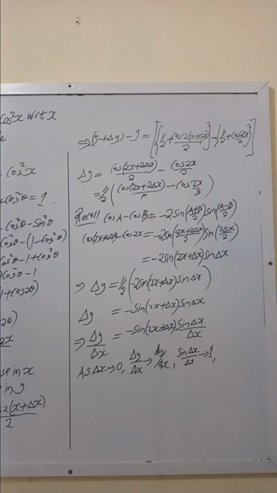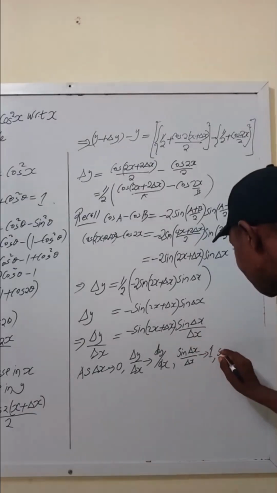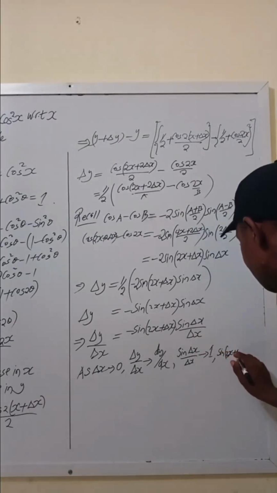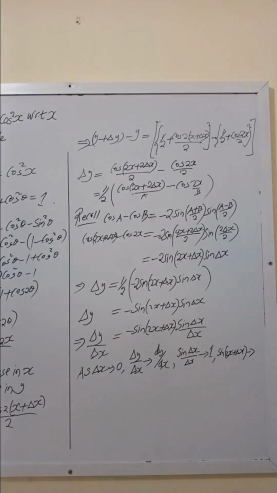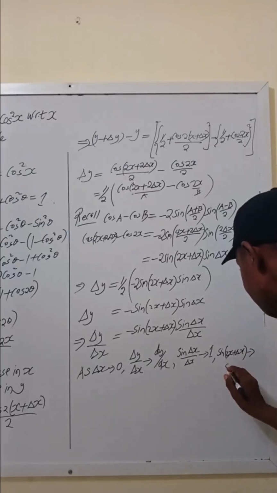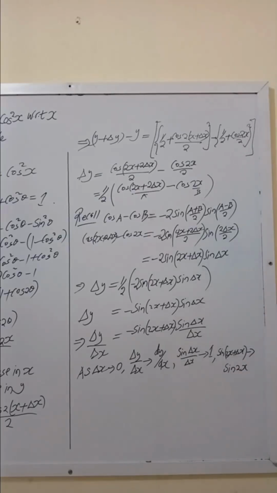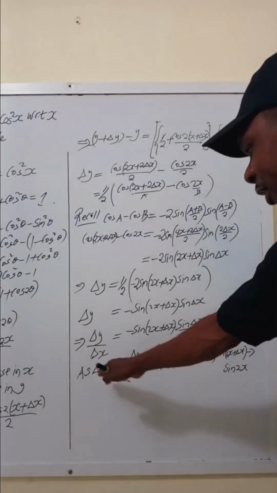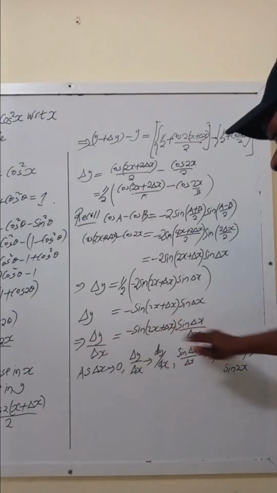Are we done? Not yet. And what happens to this term, sine 2x plus delta x? If delta x is 0, this one tends to sine 2x. So now what do we say about the whole of this expression, if these are the conditions in their respective outcomes?